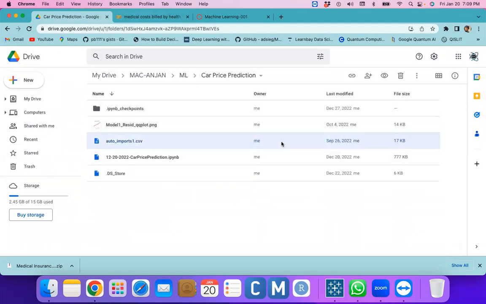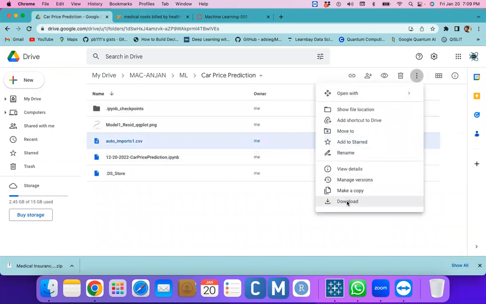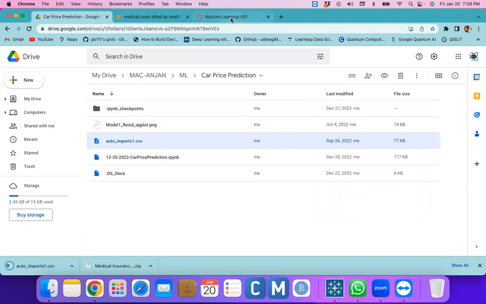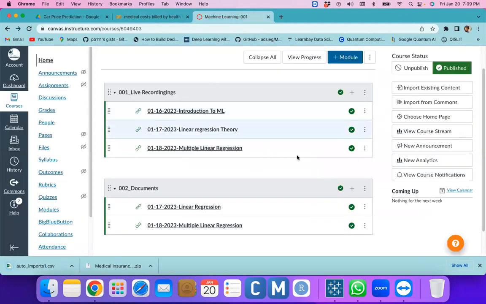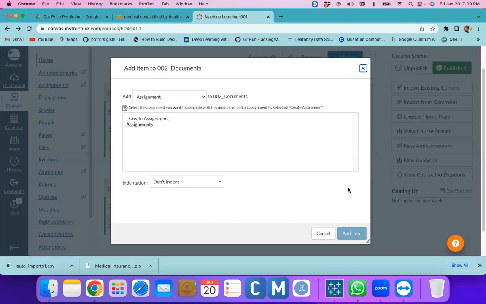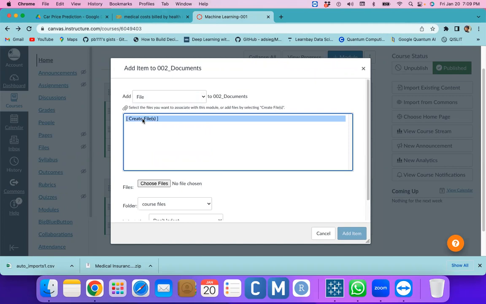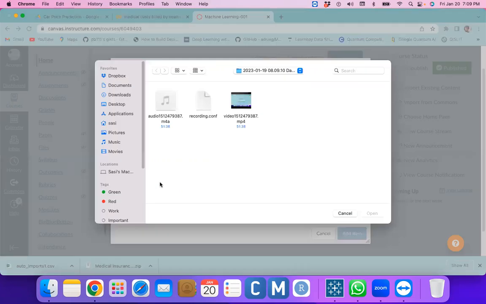I am downloading this CSV file and sharing it with you. I am uploading this project. First, try to execute the medical insurance project, or medical insurance charge project. After that, the auto imports CSV file is there, right? That project we should do.